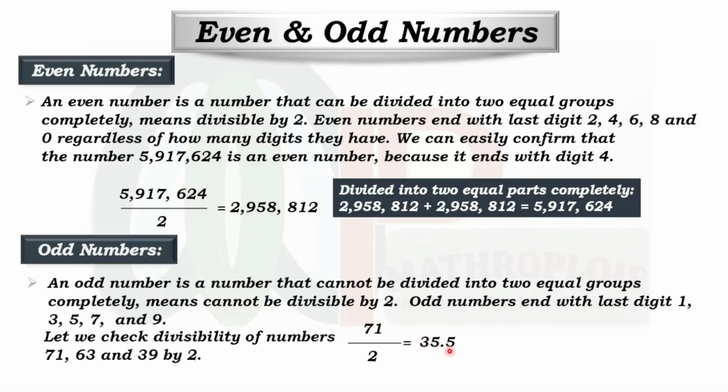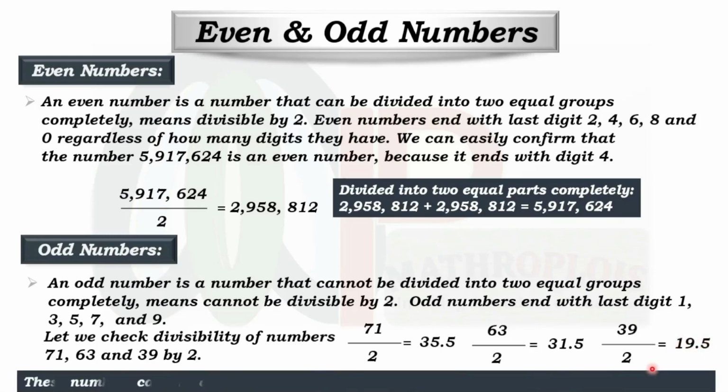but with a fractional part, or we can also say with a decimal part. 63 divided by 2 is equal to 31.5, means 63 is not divisible by 2 completely, but with a fractional part, or we can also say with a decimal part. Similarly, 39 divided by 2 is equal to 19.5, means 39 is not divisible by 2 completely, but with a fractional part, or we can also say with a decimal part.